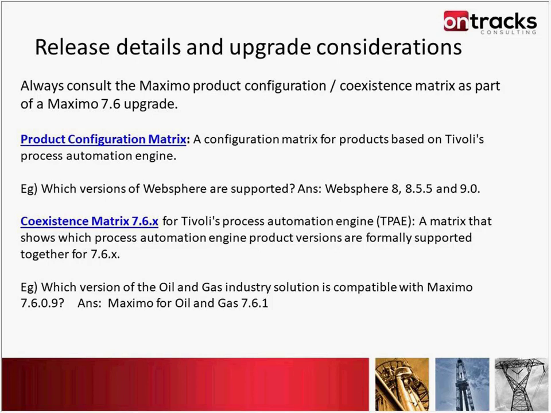Another thing is the coexistence matrix. I kind of talked about this a little bit before, this shows exactly which industry solutions are compatible with a specific version of Maximo. So if you're going to 7.6.0.9, which if you are in the process of upgrading, I certainly recommend it, it'll show exactly which industry solutions are compatible with that one.